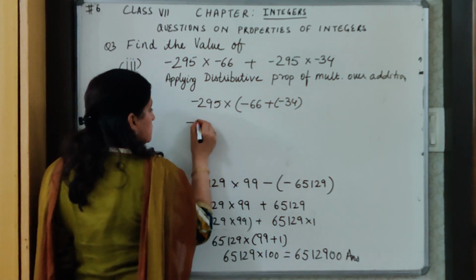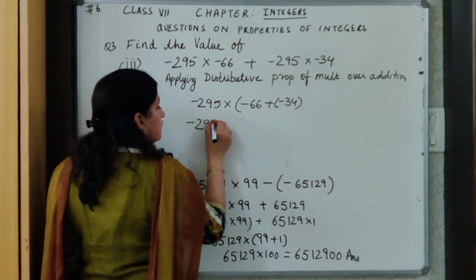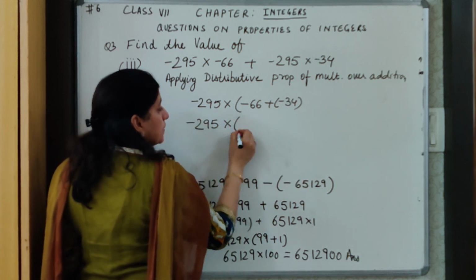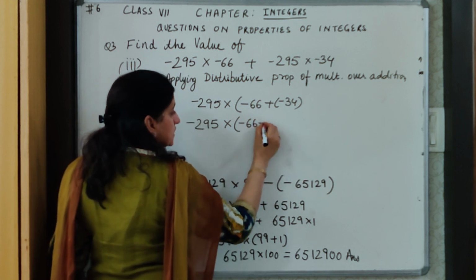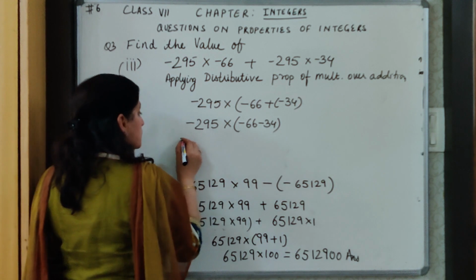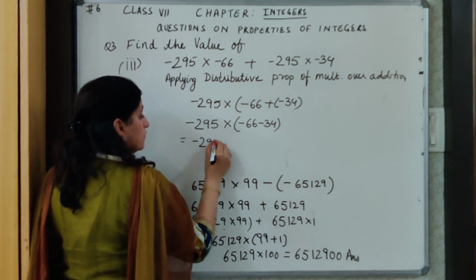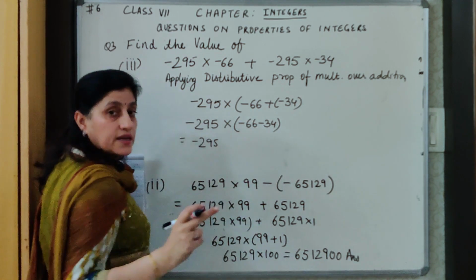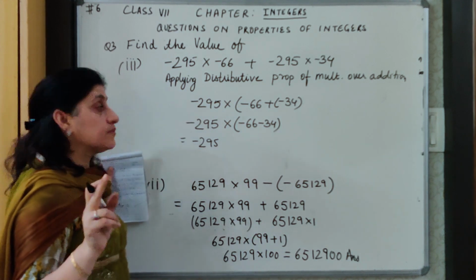How will I solve this? Minus 295 multiplied by minus 66 minus 34. So then I proceed on. I get minus 295. Now both the signs are minus and they have to be added. They are not being multiplied.